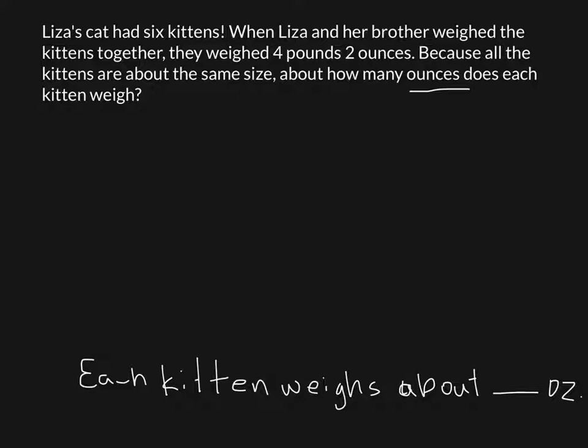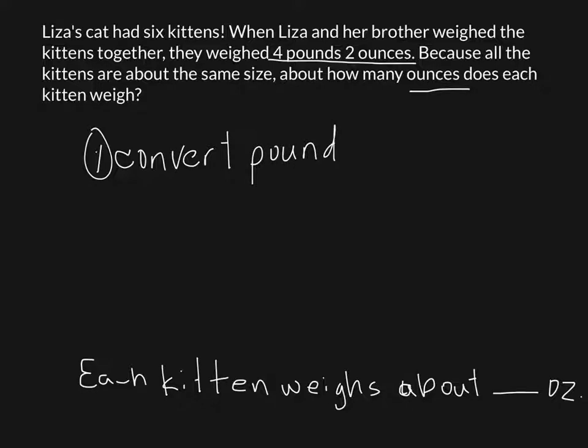Now I need to figure out my strategy and the order that I'm going to do things in. Well, the first thing I notice is that altogether they weigh 4 pounds and 2 ounces, and I need to give my answer in ounces. So step 1 is going to be convert pounds to ounces, because I need to have just one number in ounces to find my answer. And then I also notice that it says about how many.